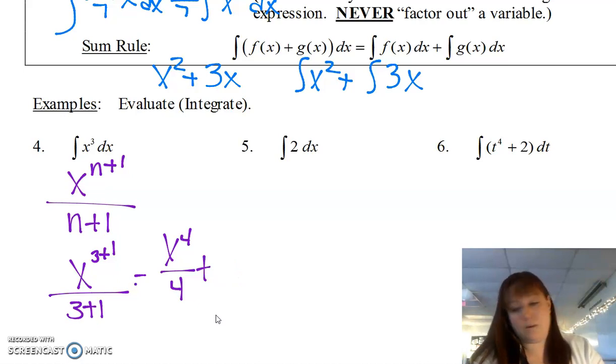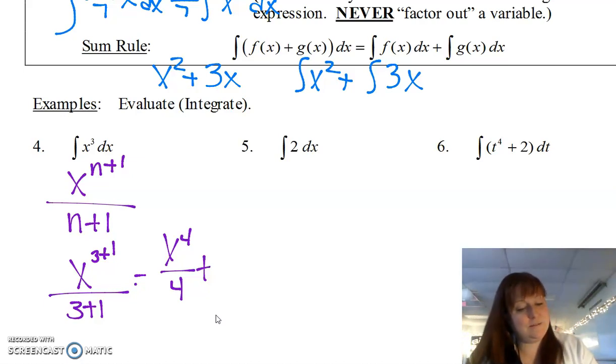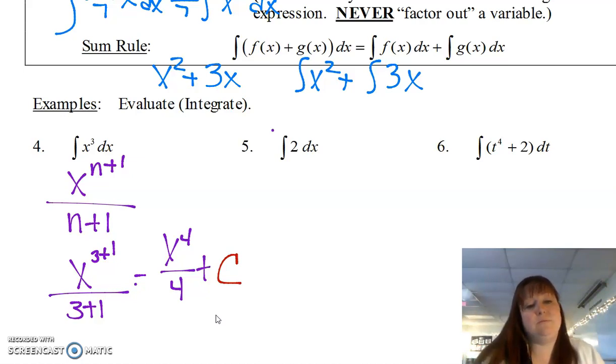I maybe should write that in red. Plus c. Oh, don't forget the constant of integration. Okay. So then, that's it. That's what the power rule does. The integral of x cubed is x to the 4th over 4. And you could check that.